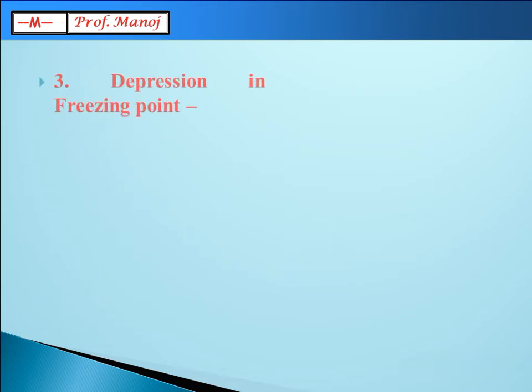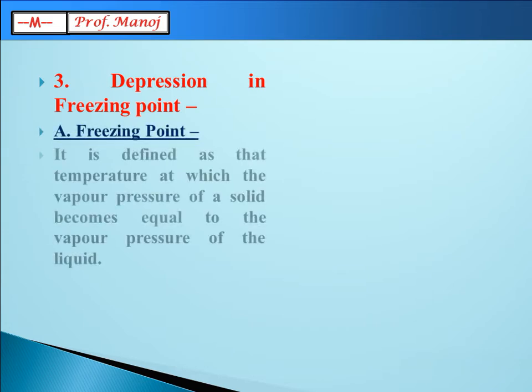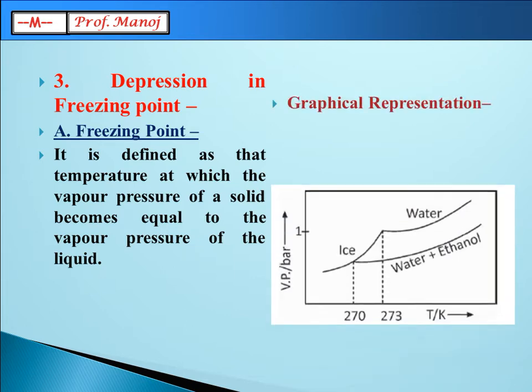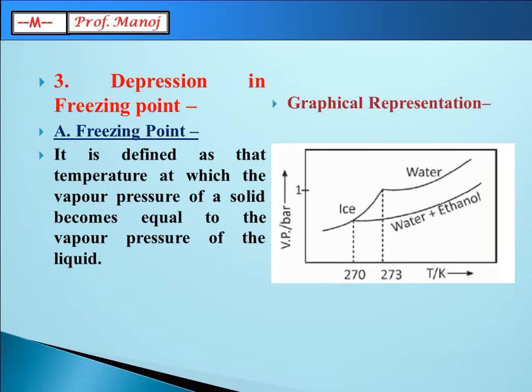Let us go for the third property, which is going to be absolutely identical with the second one. Name is depression in freezing point. First, we will learn what is freezing point. The temperature at which vapor pressure of a solid becomes equal to the vapor pressure of a liquid. Let us understand it with a little complex graph here.